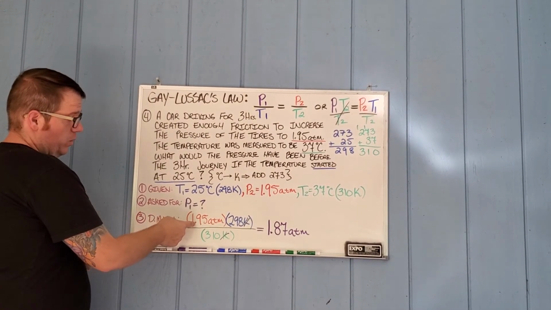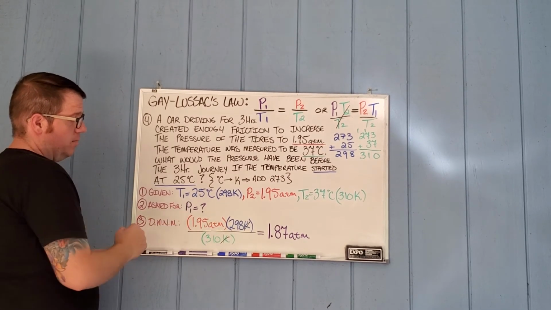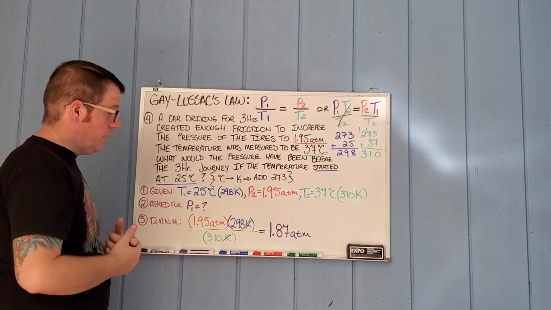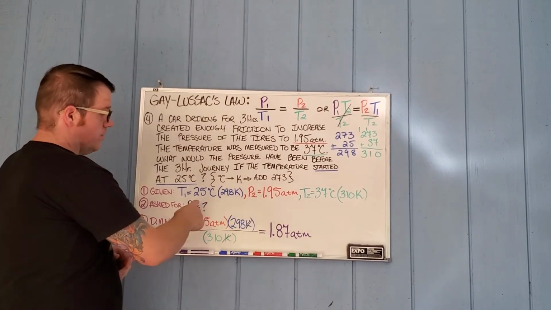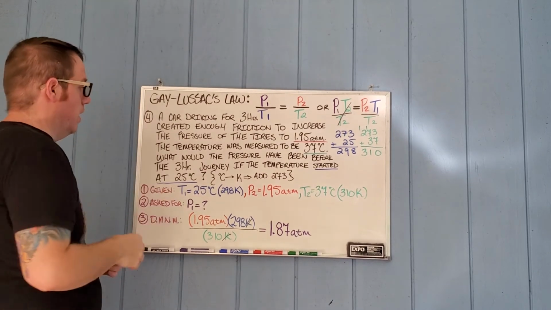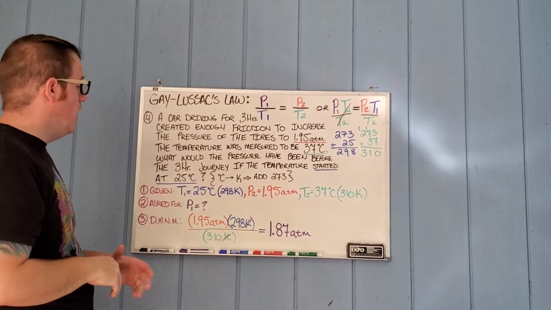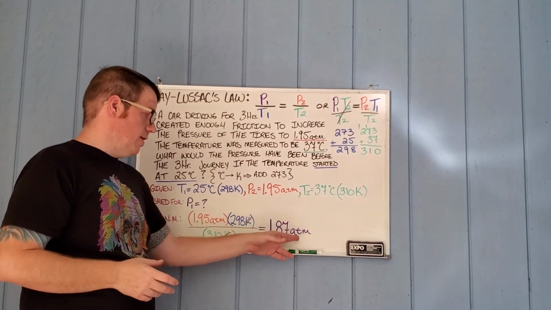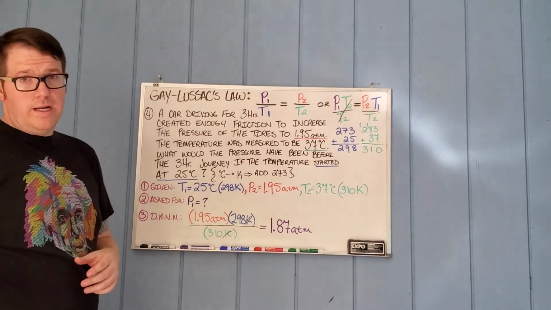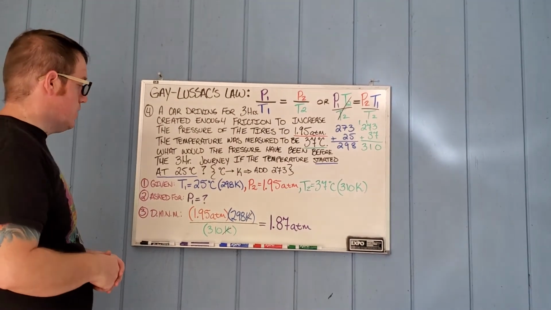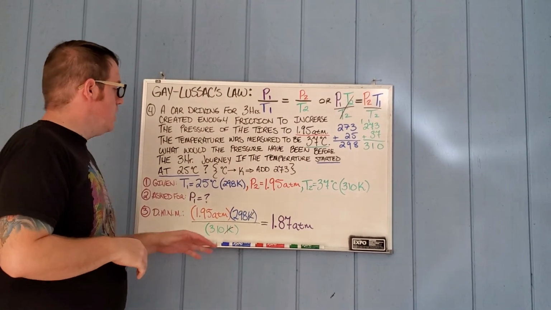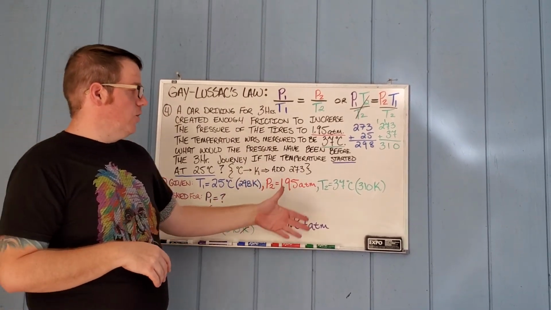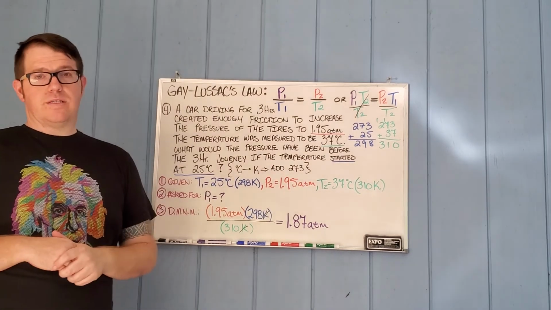Plug in our values. P2 is 1.95 ATM. I'm sorry, I said P1, that was P2. T1 is 298 Kelvin. We divide that by temperature 2, excuse me. And we end up canceling out our Kelvin. When we do that math, we get the value of 1.87 ATM. So we started out at 1.87 times the atmospheric pressure. That's what helped keep the car up off the ground, right? No flat tires here. And then we drive for 3 hours, and that increases to 1.95. So we see that little bit of increase.